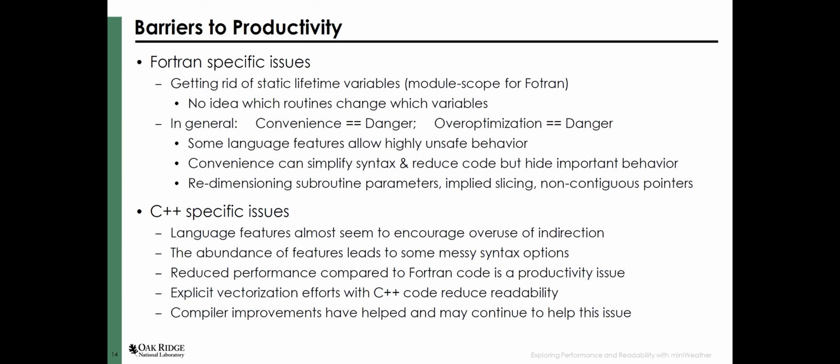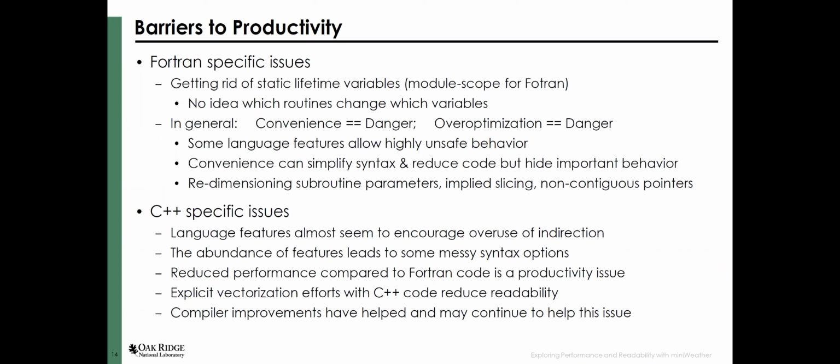But I think there are aspects where we can pull this closer together. The C++ specific issue is that the language features overall seem to almost encourage overuse of indirection and abstraction. There are so many features in C++, and it can just lead to messy implementations overall. It does have reduced performance compared to fully optimized Fortran, which we can overcome with explicit use of, say, packs.